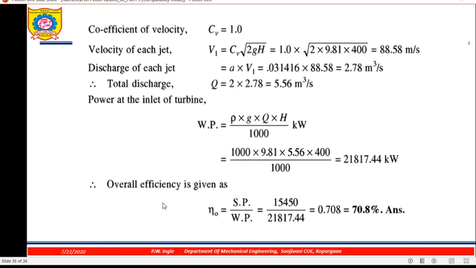So this completes the numericals on Pelton wheel turbine. So we stop here. Thank you.